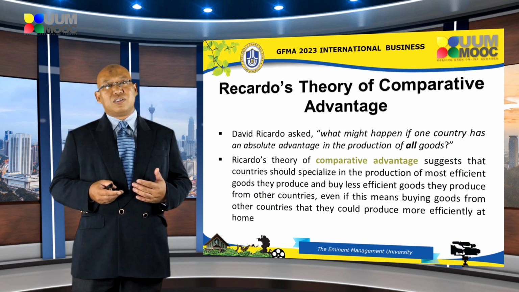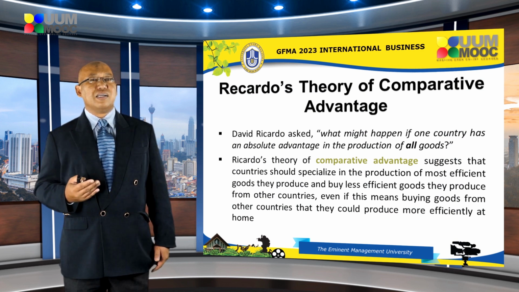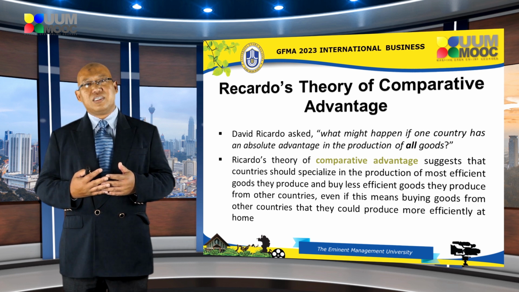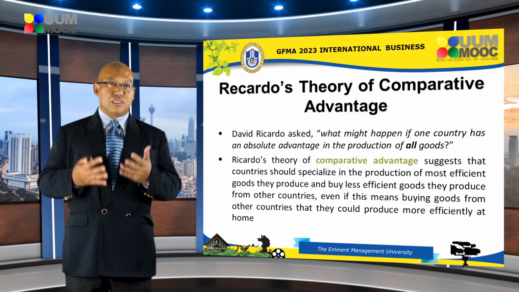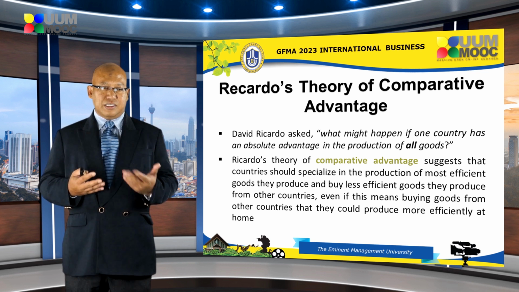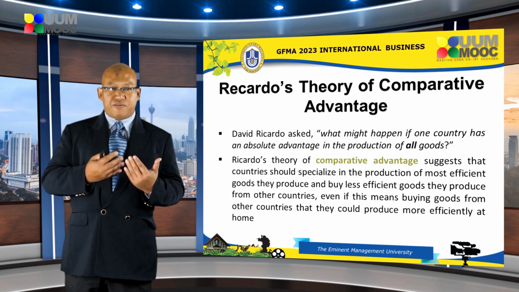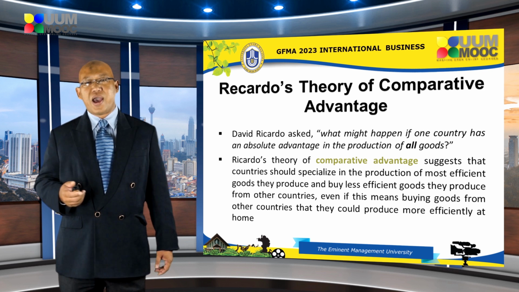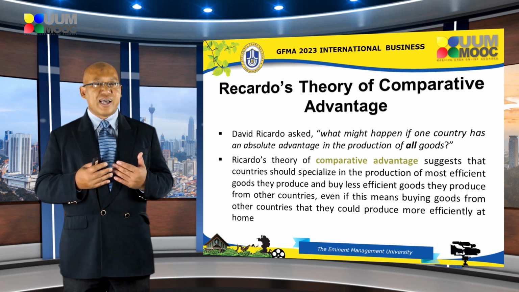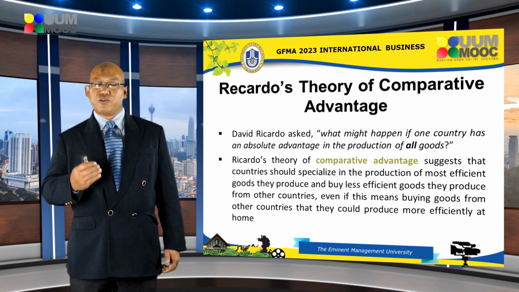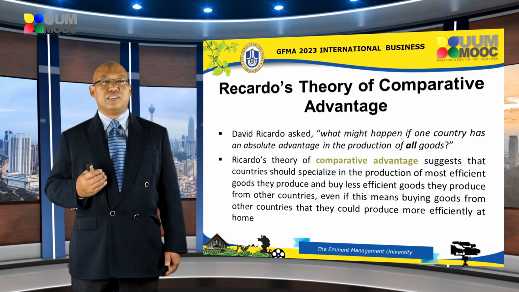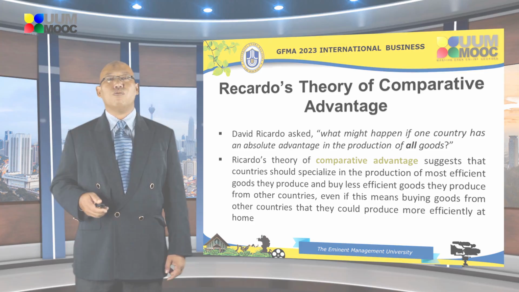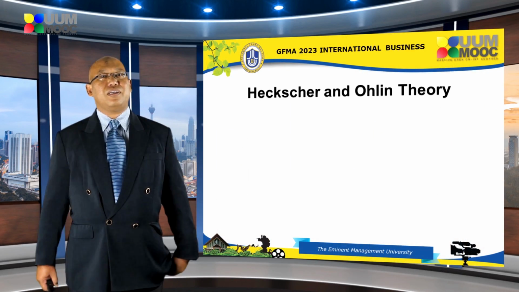Then let us talk about Ricardo's theory of comparative advantage. Ricardo asks, what might happen if one country has an absolute advantage in the production of all goods? Adam Smith's theory of absolute advantage says that one country has an absolute advantage in one product and another country has an absolute advantage in another product. Ricardo's theory of comparative advantage suggests that countries should specialize in the production of those goods that they produce most efficiently, even if this means buying goods from another country that they could produce more efficiently at home.